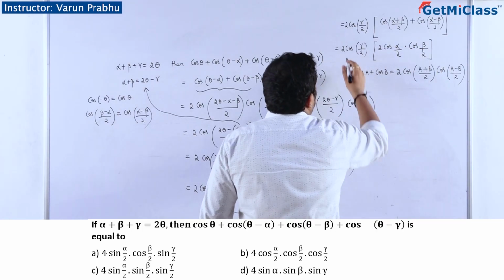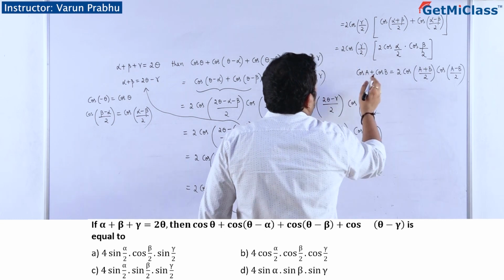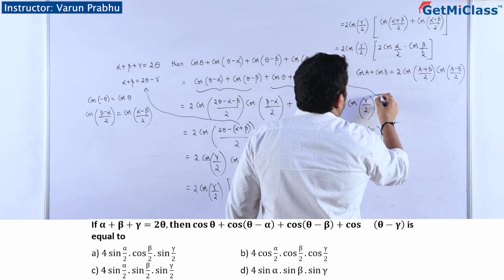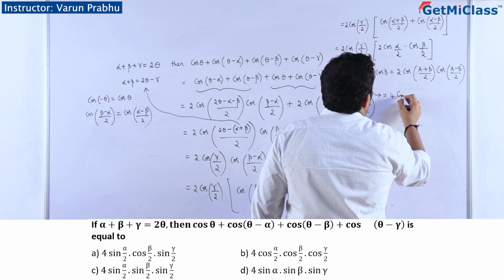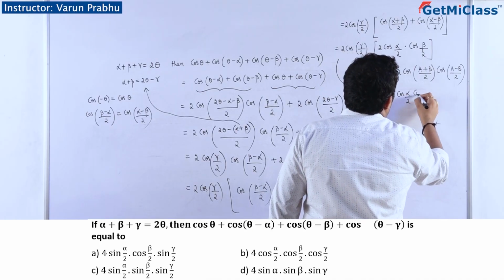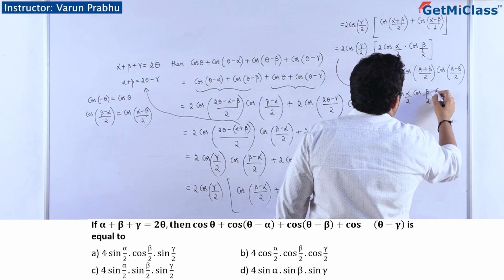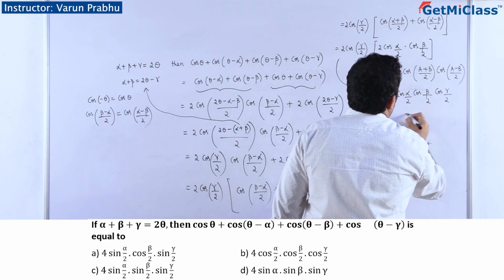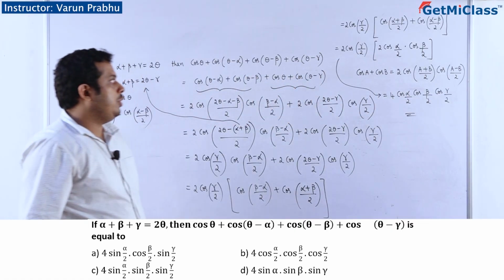So your answer to the question here will be what? The answer to the question will be 4 cos alpha by 2 into cos beta divided by 2 into cos of gamma divided by 2. This will be the answer to the question. Important question again.